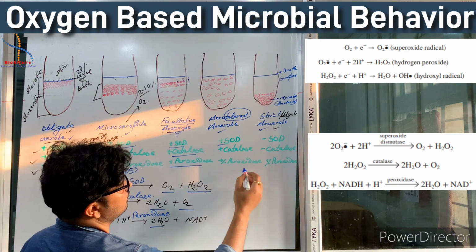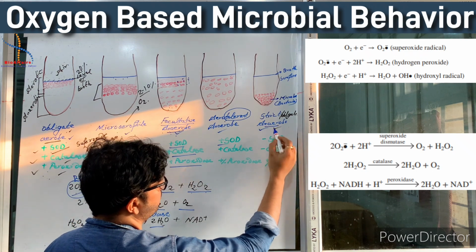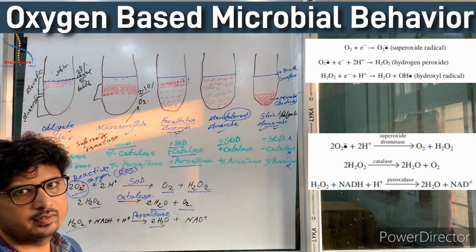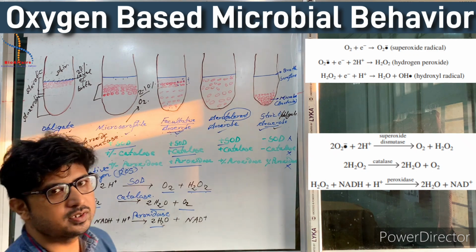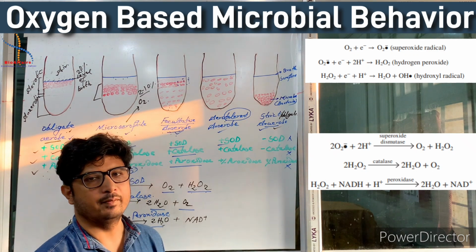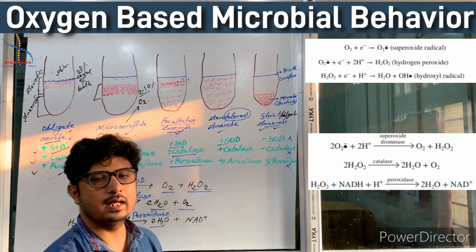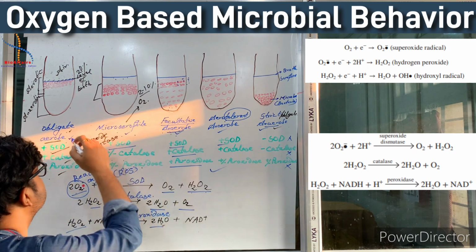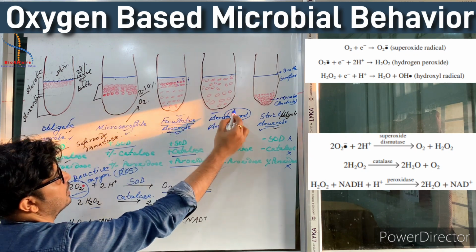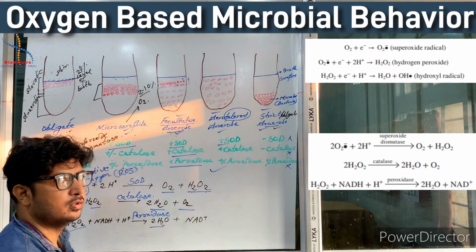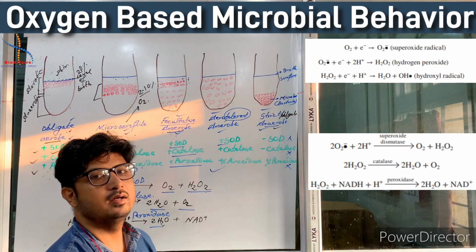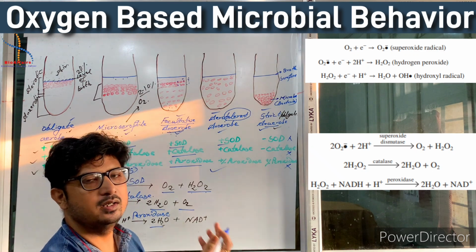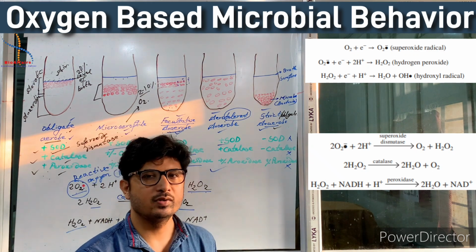And as it is an anaerobe, there is no SOD, no catalase, and peroxidase may or may not be present. Okay, so I hope you are clear with the oxygen requirement of bacteria. Now some fungi, protists and other organisms also contain this kind of enzymes and show this kind of growth also. So as a whole you can say microbes can behave differently in different oxygen concentrations. So I hope you are clear with the subject.